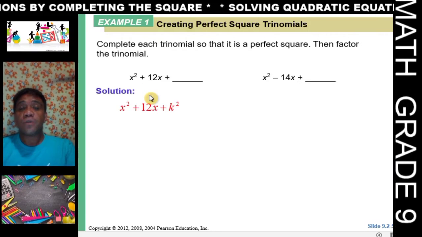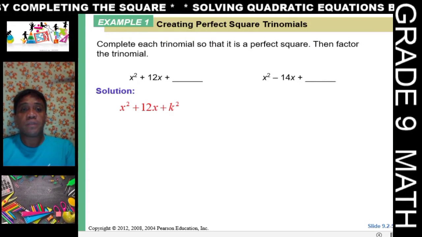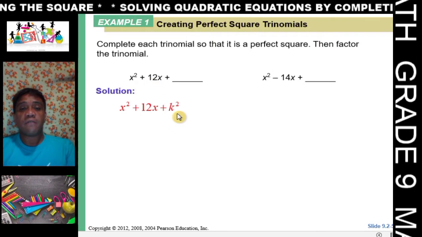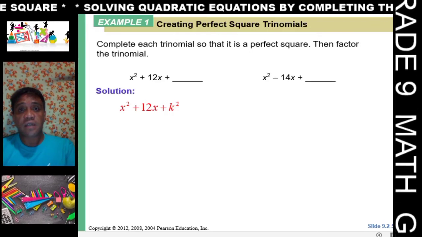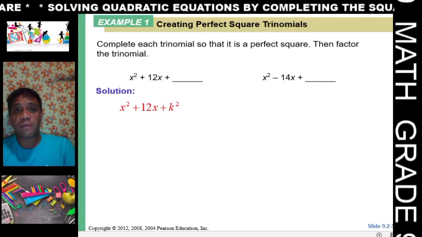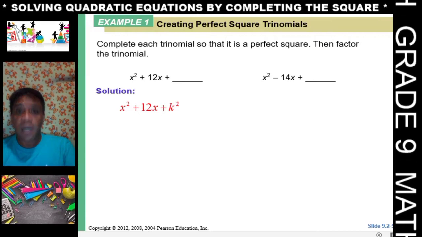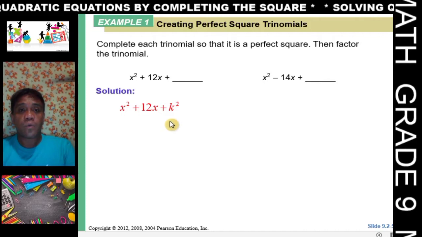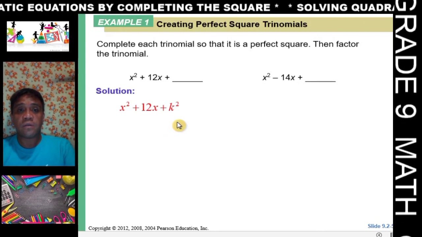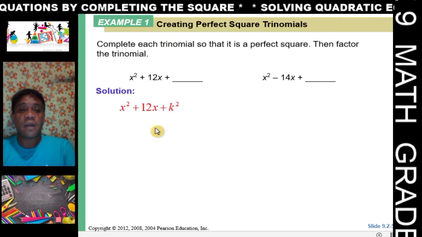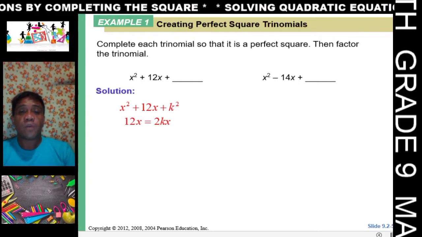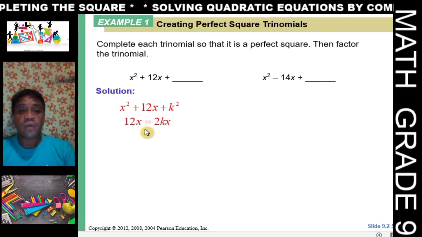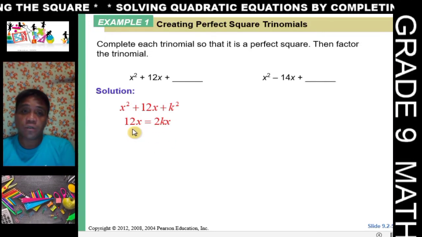So the solution for the first problem, x squared plus 12x plus blank: take note that the blank is represented by k squared, from the given that we have previously, x squared plus 2kx plus k squared. So therefore, what we have now is k squared. And 12x is equal to 2kx. So we have the value of the 2kx, which is the 12x, or the linear term.